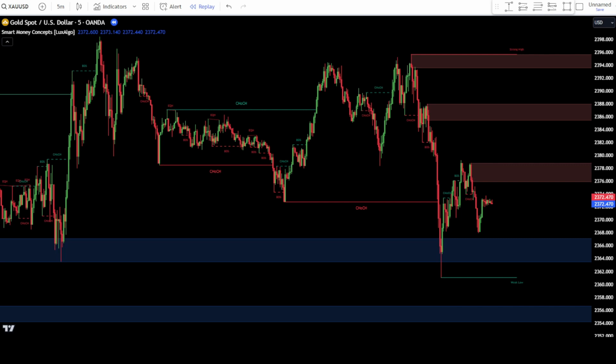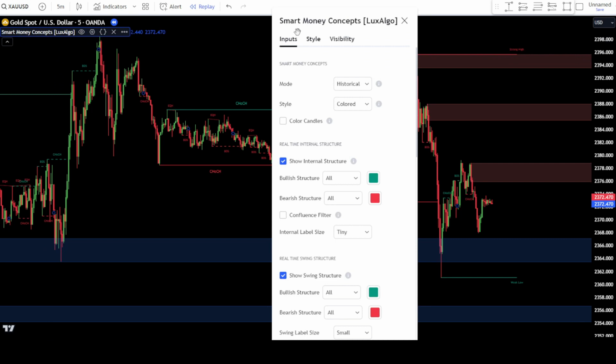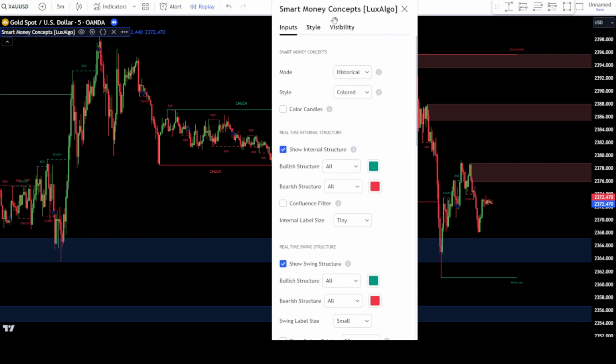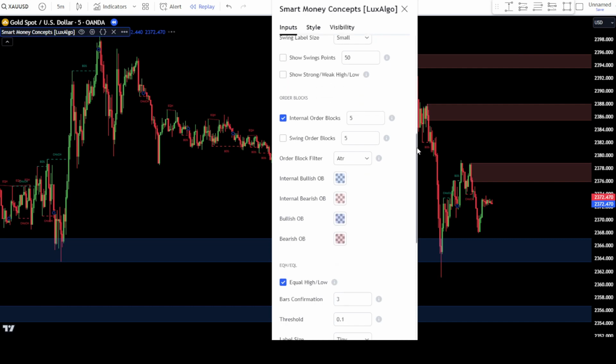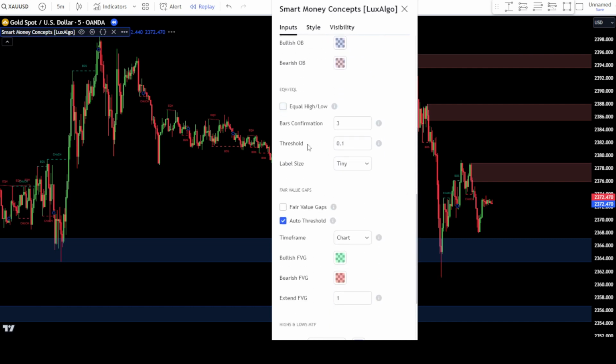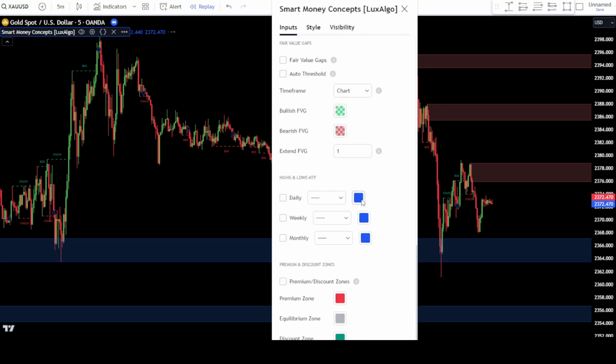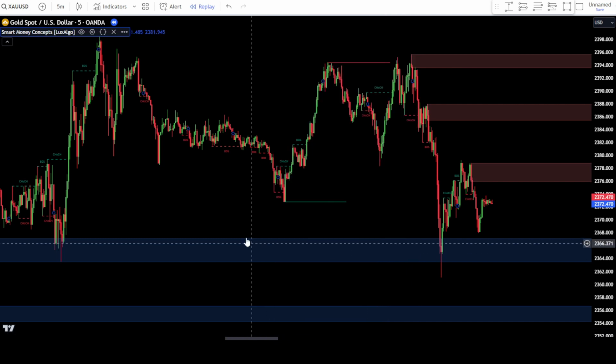However, to make using this Smart Money Concept indicator easier, let's customize its settings. Now, go to the indicator settings. In this example, we'll only focus on the order block area and market structure, so let's remove some signals from the indicator settings. Remove the checkmark for Show Swing Structure. Then also remove the checkmark for Show Strong. After that, remove the checkmark for Equal High and Low. And finally, remove the checkmark for Auto Threshold. Once done, click OK to confirm the changes.